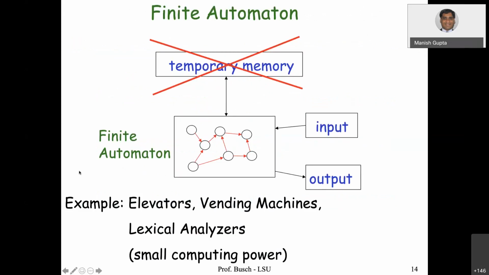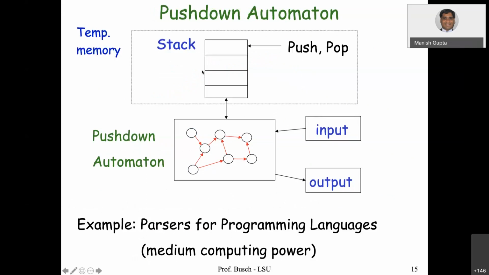As I told you, in finite automata there is no temporary memory. There is input, output, and a finite automation. Elevators, vending machines, and lexical analyzers are examples of these small computing powers. In push down automata, there is a temporary stack memory where you can push one by one and pop one by one. So push down automata have this automation, input, output, and this kind of memory. They have medium computing power. Examples are parsers for programming languages, which are built on the concept of push down automata. Quite a useful concept.